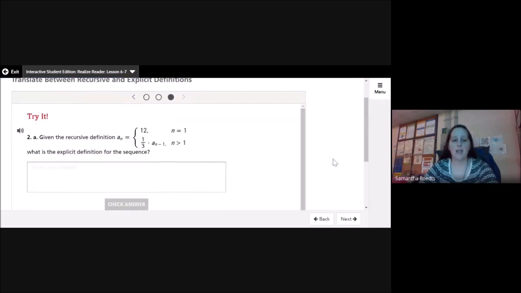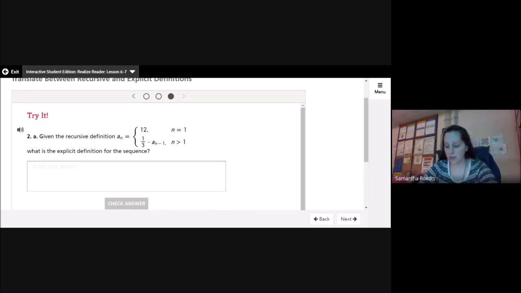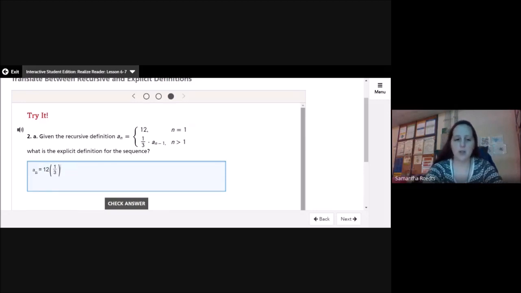All right, let's try it. Given the recursive definition, a sub n equals 12 when n equals 1, and 1/3 times a sub n minus 1 when n is greater than 1, what is the explicit definition for the sequence? Okay, so my explicit definition for the sequence is going to be a sub n equals my first term, 12, times my rate, my r value, raised to the n minus 1 power.